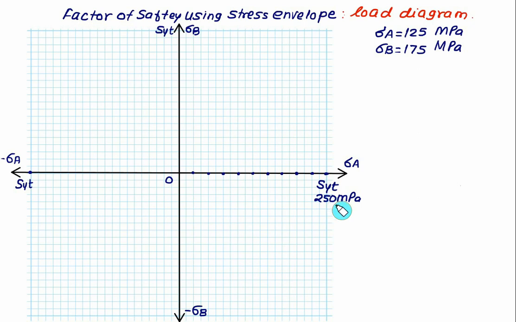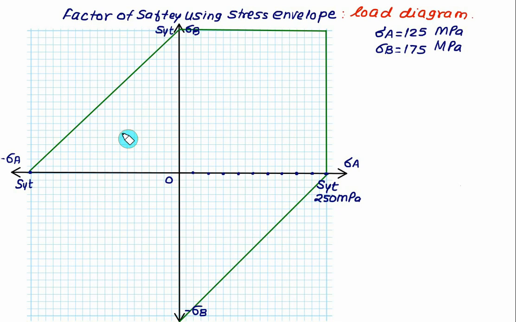megapascal. So in the quadrant 1, you have to show the rectangle passing through SYT and SYT. So these two straight lines here are the envelope in the case of maximum shear stress theory. Then you have to join the SYT and SYT in the quadrant 4 and quadrant 2. So this one is representing the failure envelope in the case of maximum shear stress theory. Again we have a rectangle. So this face here representing the maximum shear stress theory.